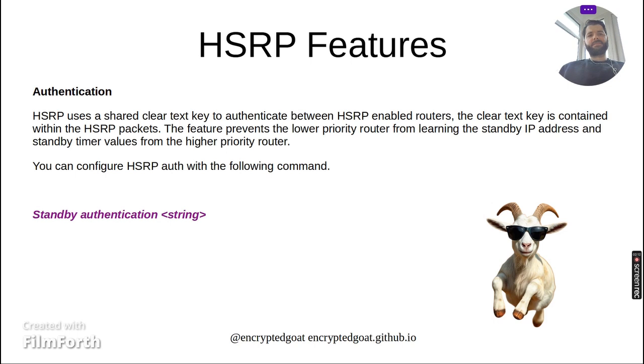And another feature is the authentication, which I was talking about before. It does use a shared clear text key to authenticate between HSRP enabled routers. It's contained within the HSRP packets, which we showed previously. It also prevents the low priority router from learning the standby IP address and standby timer values from the higher priority router. You could configure this with the following command below, and like I said, you can also encrypt this with MD5, which is supported in Cisco IOS.